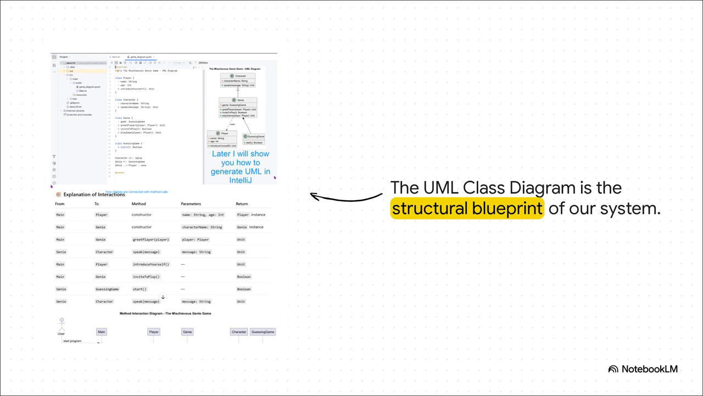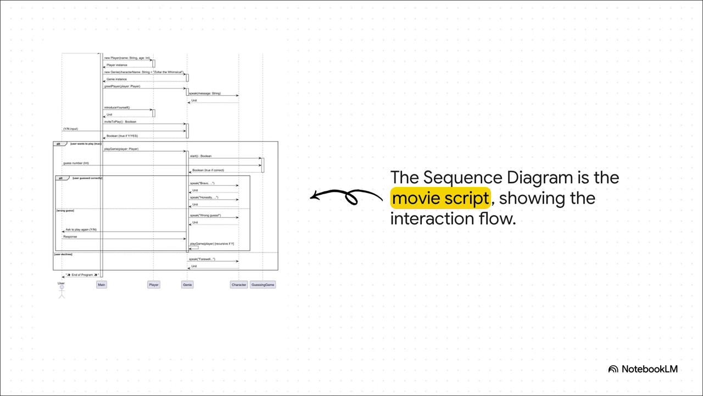It's all there. Now, if the class diagram is the blueprint, then this, the sequence diagram, is the movie script. It doesn't just show the structure, it shows the action. It shows the flow of communication over time. You can literally follow the arrows down the page and watch the conversation unfold as the program runs.